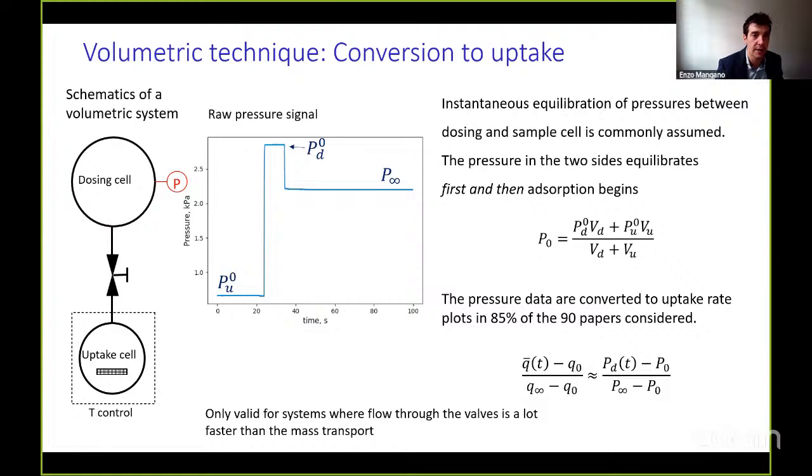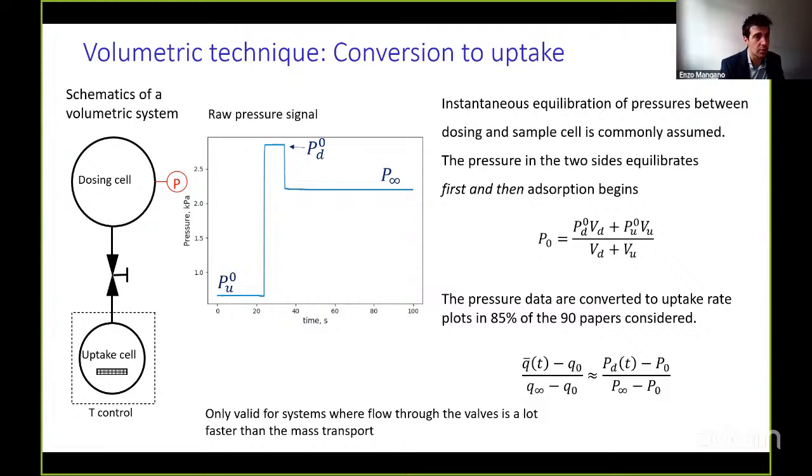And the initial P0 is calculated using the relationship here. And the pressure data are then converted into amount absorbed using what is called the fractional uptake, which is essentially the conversion between the pressure difference and the amount absorbed. And this is done in about 85% of the 90 papers considered for the volumetric. This assumption of the infinitely fast flow through the valve is valid, obviously, when the valve is a lot faster than the diffusion time that you're trying to measure.